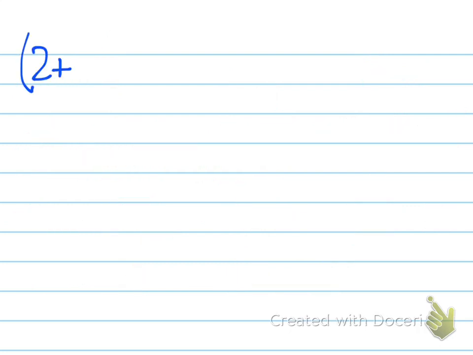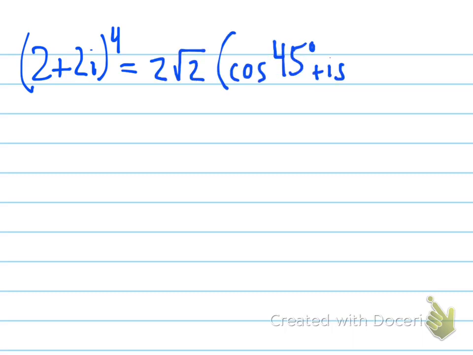Whereas if we took that same number and raised it to the fourth power by first converting it into polar form, and I'm not really going to go into that process here because it was covered in other videos, 2 plus 2i converted into polar form is 2 root 2 times cosine 45 plus i sine 45. If that is surprising or strange to you, you might want to go back and look at some of the other videos about converting numbers from rectangular to polar form.